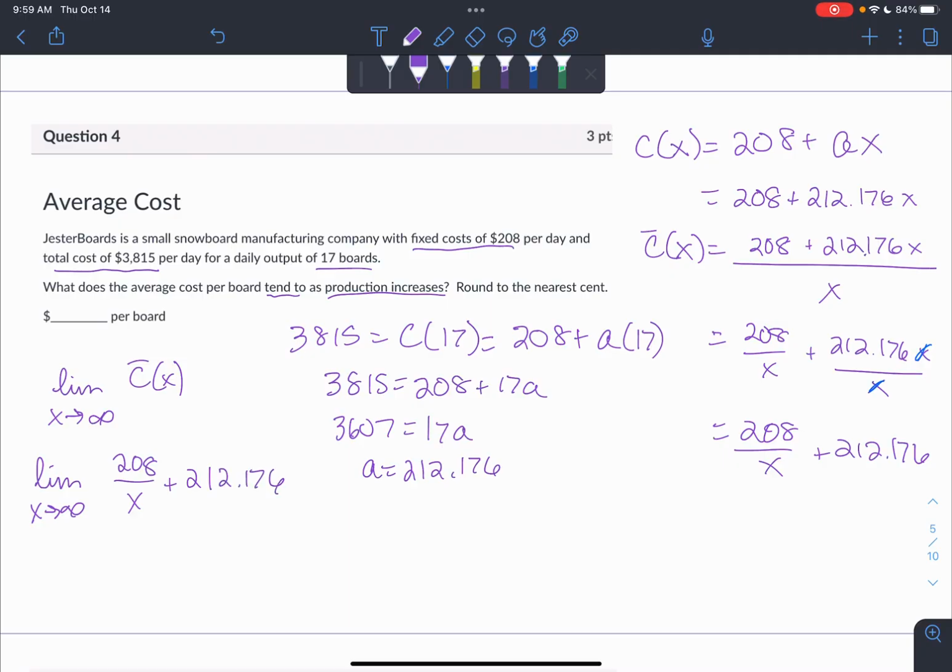If we think about plugging in infinity, we can't exactly do it, but you can think about it conceptually. 208 divided by infinity, which is a really, really large number, will go to 0. Okay, so our limit actually is just this 212.176. And then we want to round to the nearest cent, so I'm going to make that 212.18. Okay.